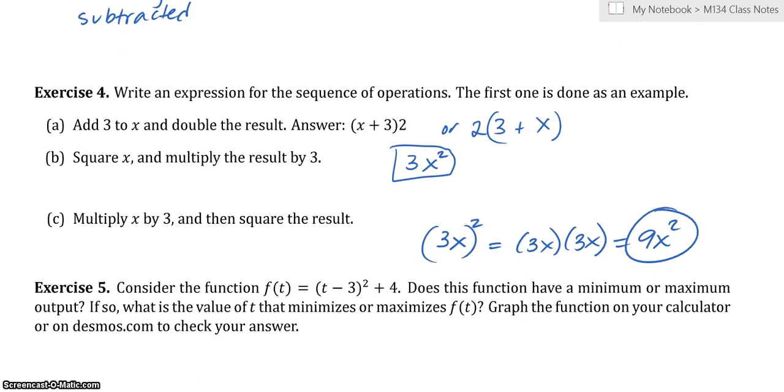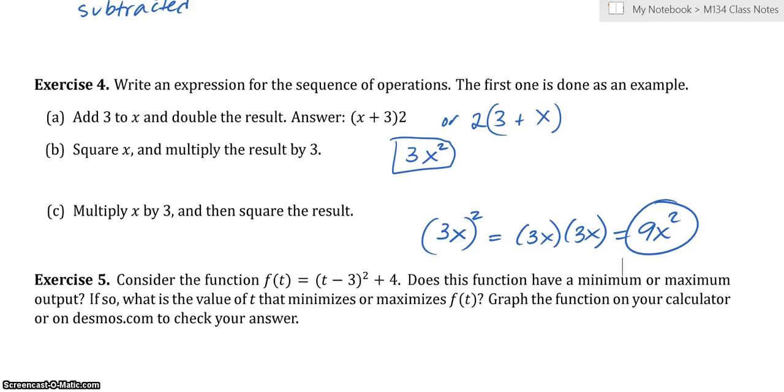Last one. Consider the function, all the different ways of representing these functions. Does this function have a minimum or maximum output? If so, what is the value of that minimum or maximum? So we've talked about this kind before, a little tricky. We're going to have a different way of doing it in the future, but they just want you to use logic here. What is the largest or smallest number?